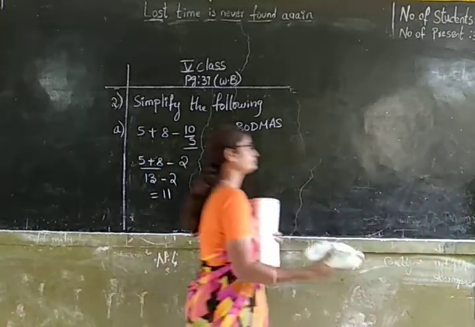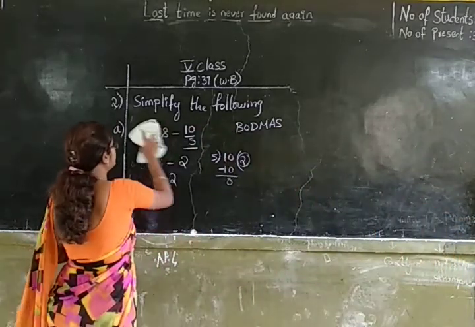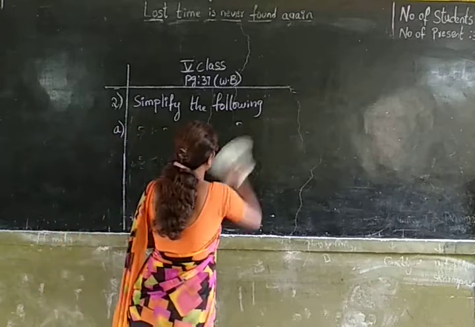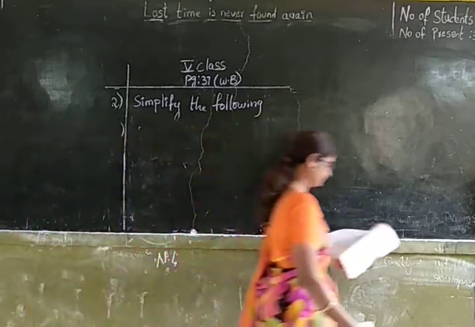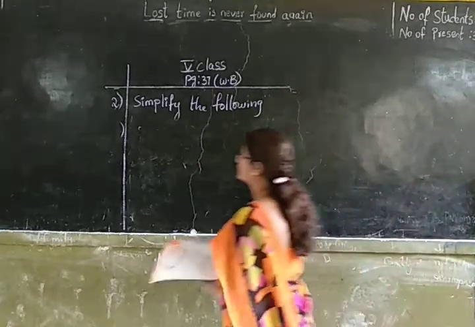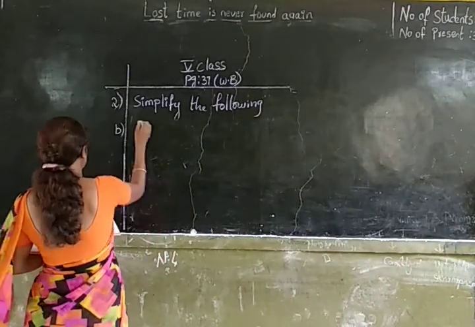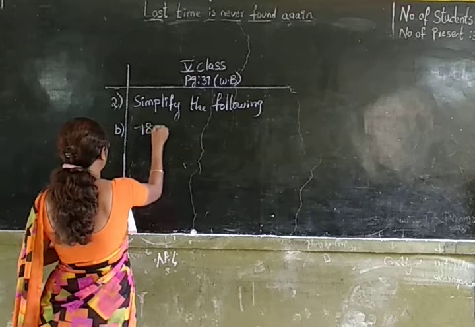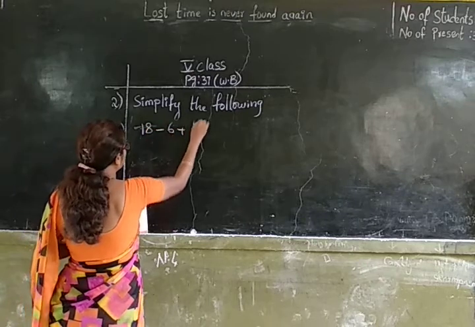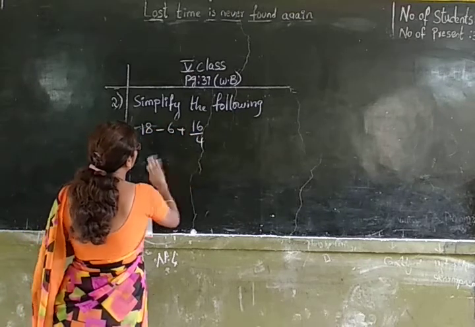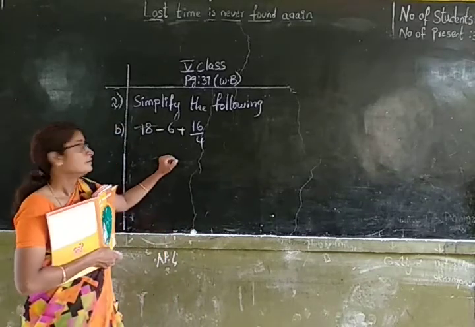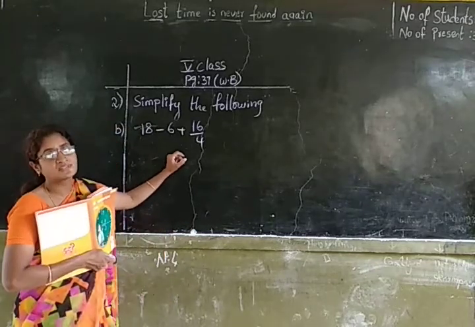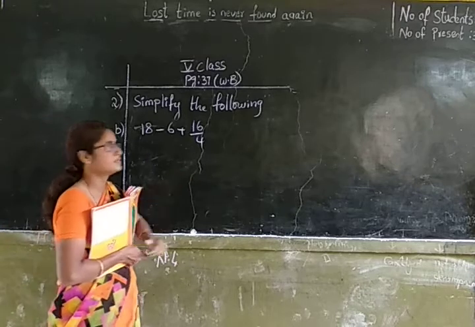Okay, children, now let us do the B sum. The B sum is 18 minus 6 plus 16 divided by 4. Here we do not have brackets. So we have to start the sum from division.